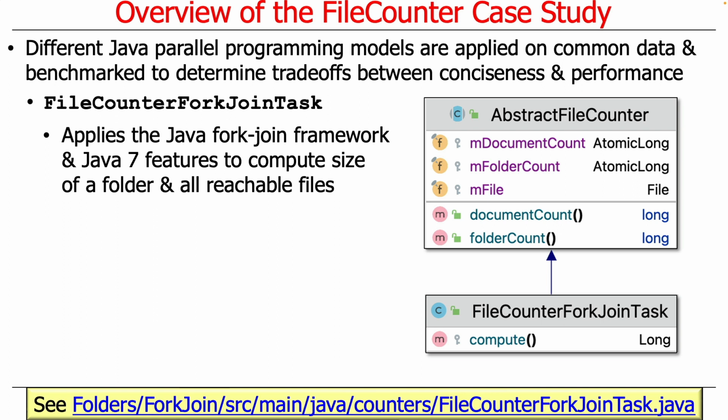The FileCounter fork join task class is a subclass of AbstractFileCounter that applies the Java fork join framework and just good old Java 7 features.